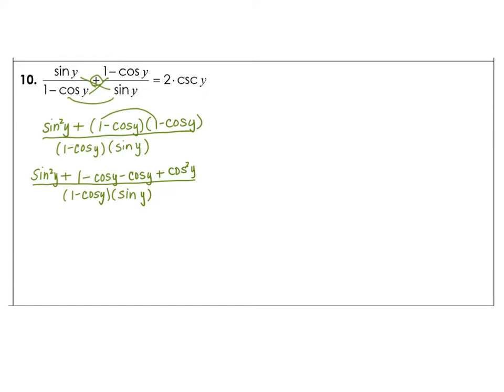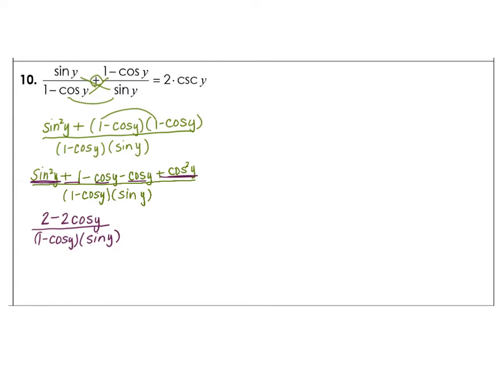Alright, so in the numerator, you will notice that you've got an identity up there. You've got sine squared plus cosine squared. So I know that's all going to turn to 1. And so let's see, we've got 1 from there plus this 1. That's going to give us 2 minus, and we have 2 negative cosine y, so 2 cosine y. And again, that is all over 1 minus cosine y times sine y.